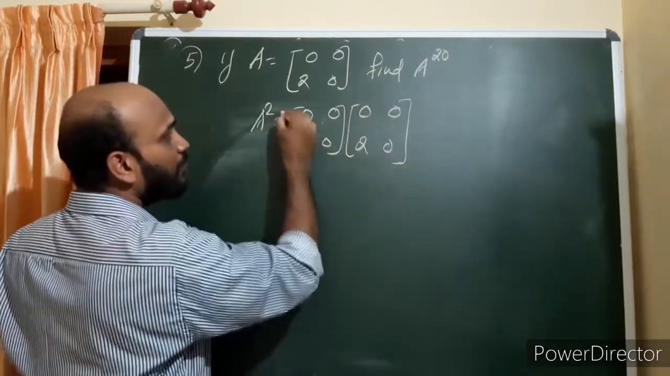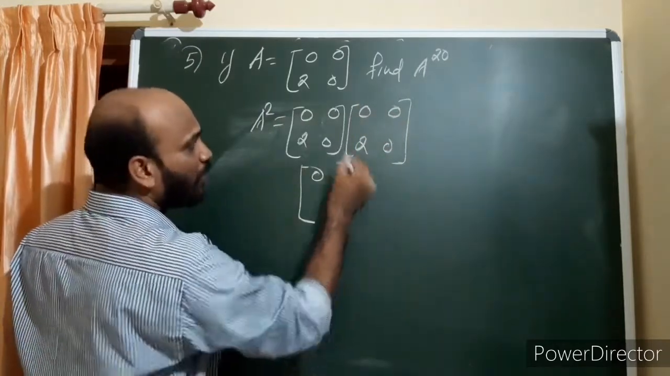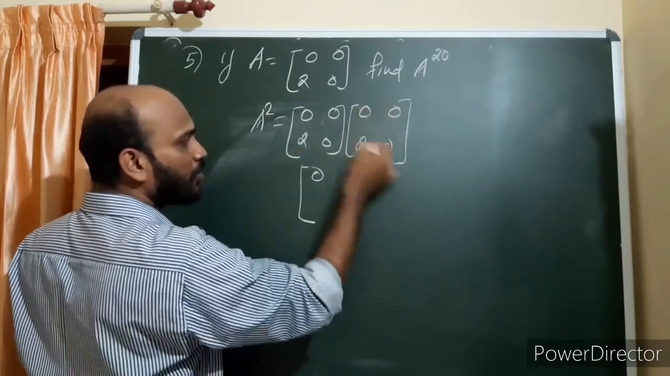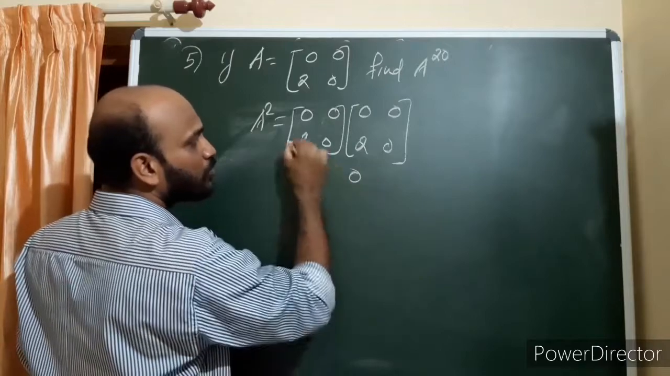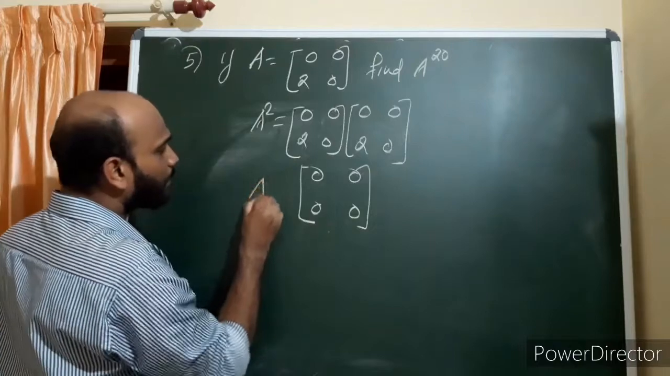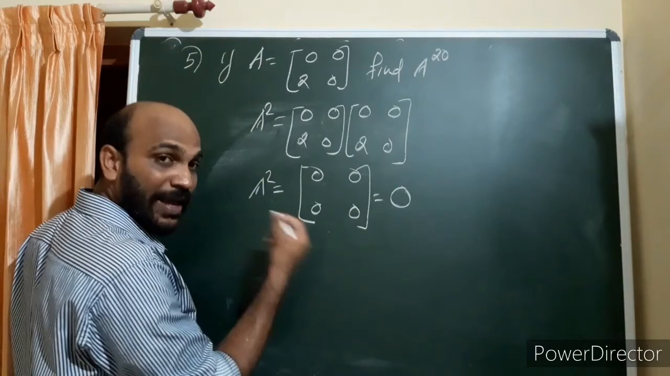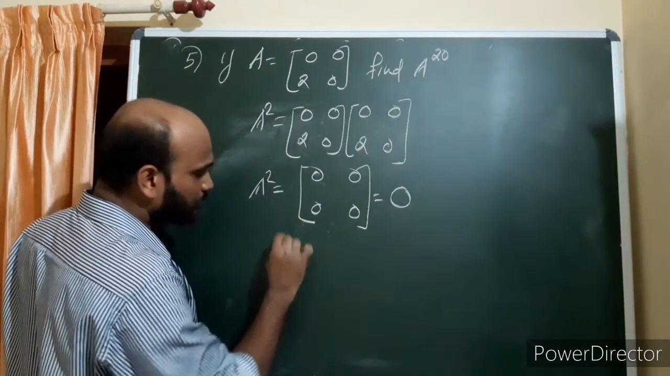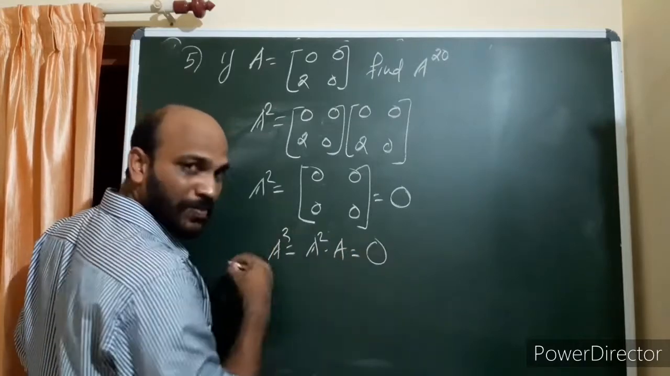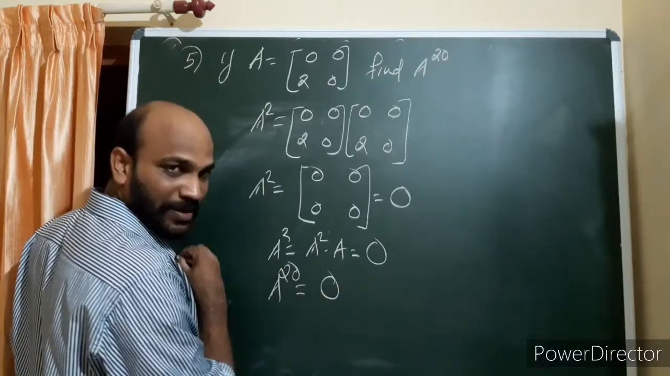So the first row first column element will be 0 plus 0, so you get 0 here. A12, first row second column: 0, 2 into 0 plus 0 into 2, that is 0. A22: 2 into 0, again 0. So A square is a 0 matrix. That means what about A cube? A cube means A square into A. It will be a 0 matrix. So in the same way, A raised to 20 will be a 0 matrix.